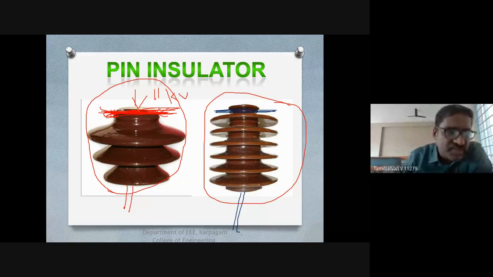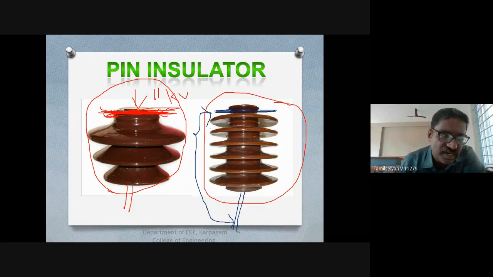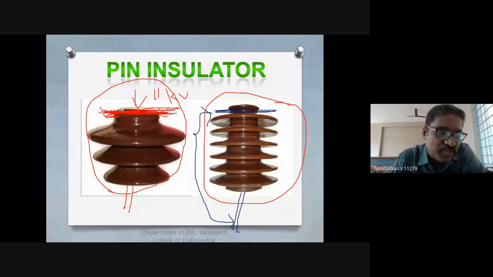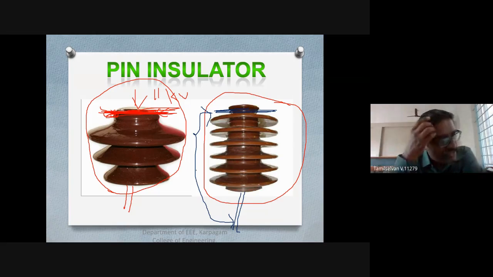What does flashover mean? An arc occurs between your conductor and this pin, the insulator pin. That is called flashover. The discharge jumps across the air gap, flowing through the shortest distance. That is called flashover.